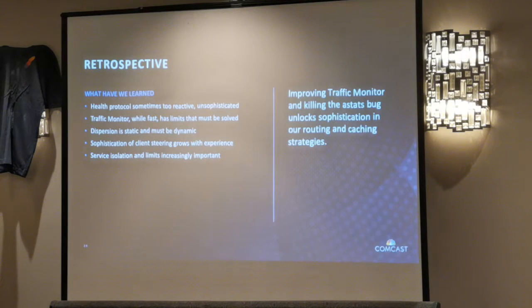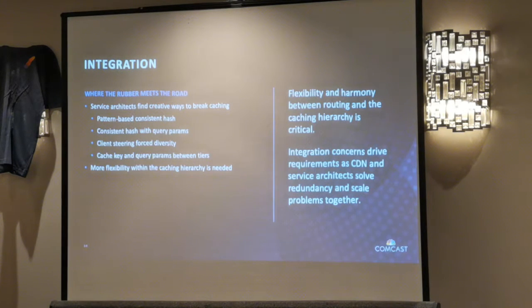Service isolation. This is a big, big, big deal. Pay attention to Evan's talk. We've had major breakthroughs on that front and major problems that we had to overcome. And sophistication around client steering grows with experience, and we have a lot of service architects that find creative ways for caching as a consequence. So what that means is we are CDN engineers, and I'm an architect on the CDN team.